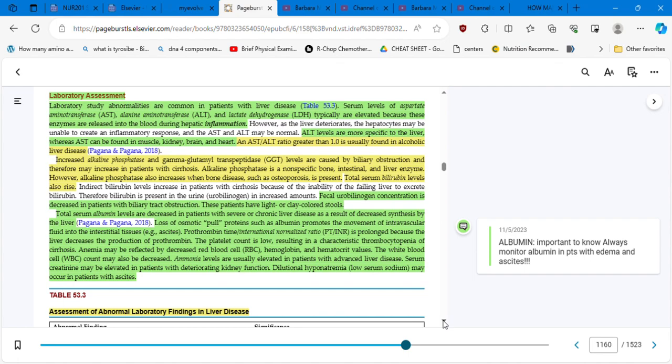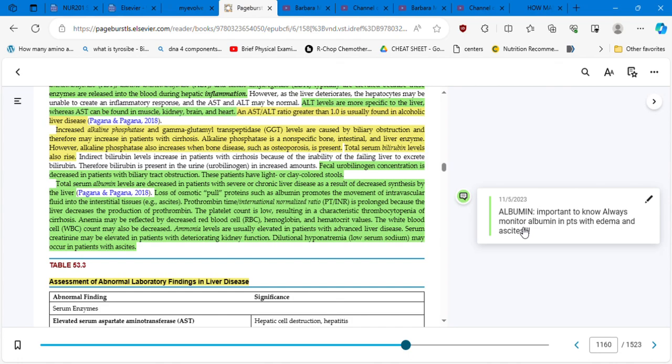Increased alkaline phosphatase and gamma-glutamyl transpeptidase (GGT) levels are caused by biliary obstruction and therefore may increase in patients with cirrhosis. Alkaline phosphatase is a nonspecific bone, intestinal, and liver enzyme. Remember, phosphatase, phosphorus, bone, okay? However, alkaline phosphatase also increases when bone disease such as osteoporosis is present. Total serum bilirubin also may be high.